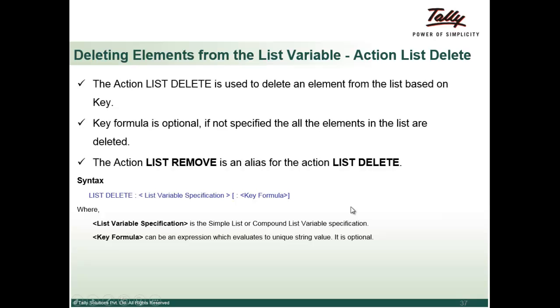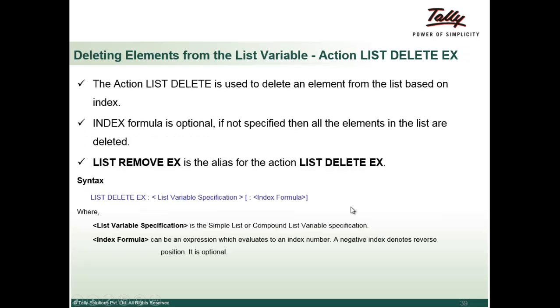The previous one was the action list delete, which we have seen. Now the next one is list delete x. This list delete x is similar to list delete, but with the help of list delete x, you can delete based on the index and not the key. So if you want to delete some list variable element using an index, then you use the action list delete x.